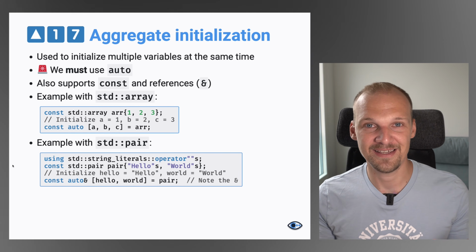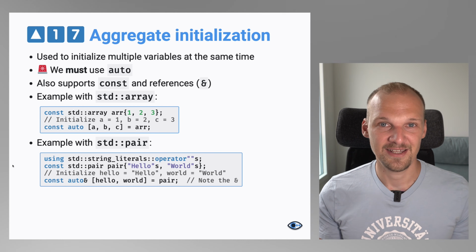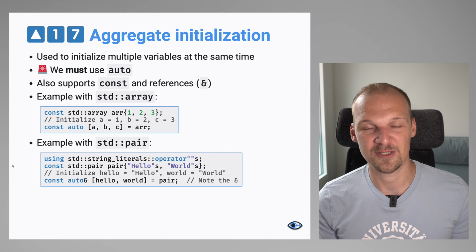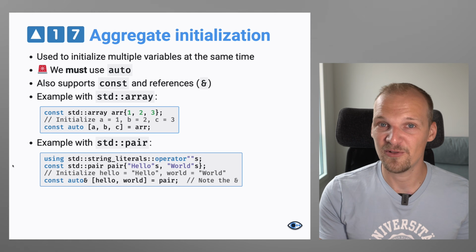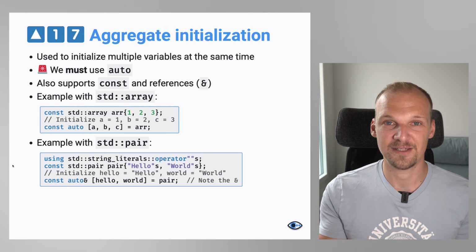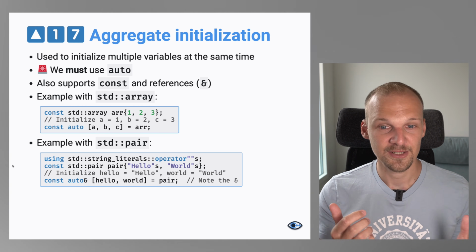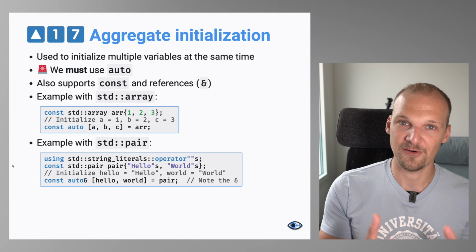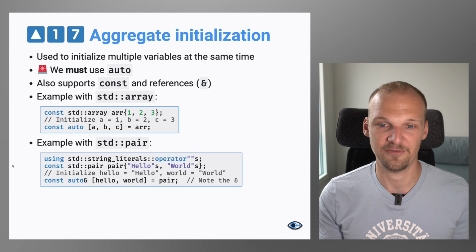Okay, one final thing that I wanted to chat about here is called aggregate initialization. It's a very neat thing that you can do in C++17 and up, where basically you can initialize a couple of variables at the same time from a number of values on the right, which are stored in, say, a pair or an array. To do that, you must use auto, and you can of course use const reference and whatever else.